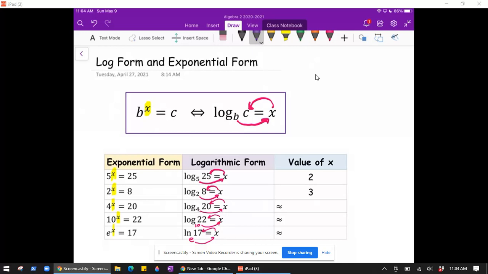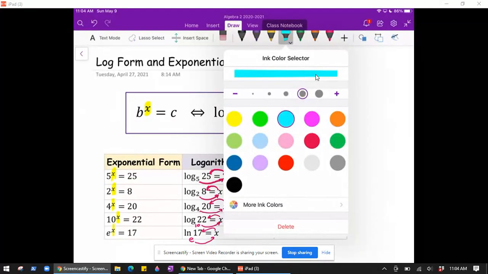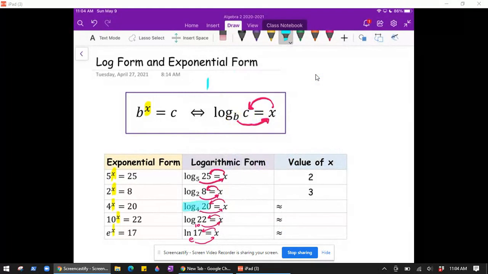So for instance, we want to evaluate log base 4 of 20, the one here in the middle. So that would look like this. So I'm going to do this problem here. So let's take a look at our options for doing that.